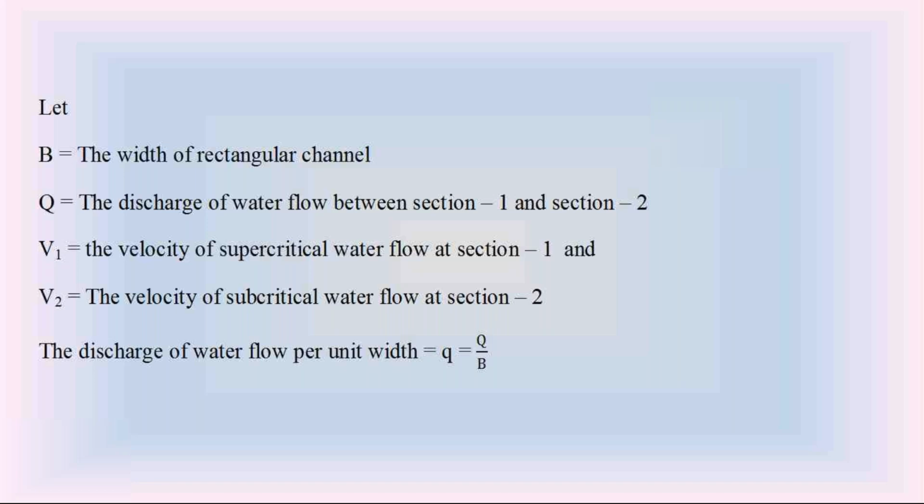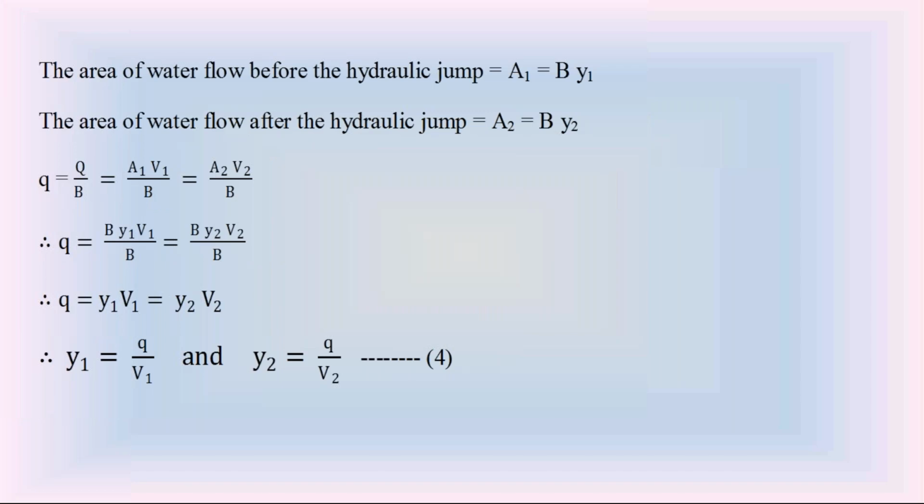Take the discharge per unit width. Since it is a rectangular channel, take the discharge per unit width, small q, equal to capital Q by B. At section 1 the wetted area A1 is equal to B into Y1, width into depth of flow. At section 2 the wetted area is B into Y2. According to the continuity equation, the discharge is equal to area into velocity, so q is A1 V1 by B, and also at section 2, q is A2 V2 by B. So the discharge per unit width small q is equal to capital Q by B, that is equal to A1 V1 by B, that is also equal to A2 V2 by B.